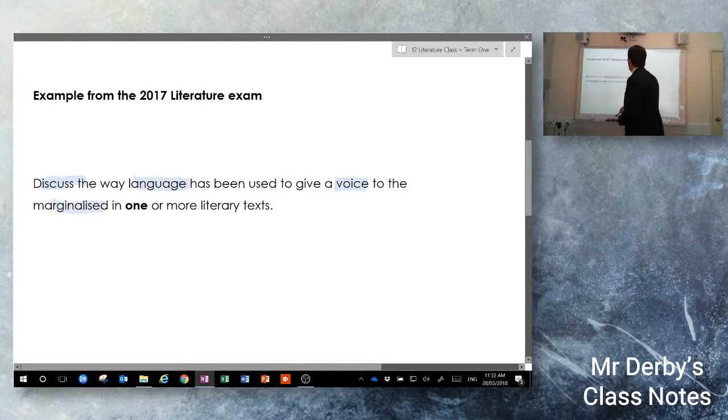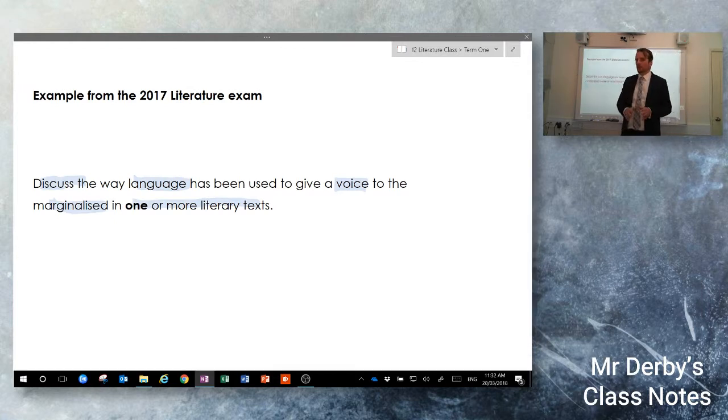So that word marginalised, and then "one or more literary texts." That does not mean you have to be limited to one, so you can refer to two, but do ensure that the primary text you refer to in this question is fitting the exam rules. That means that if you have done poetry in section 1, that you're responding primarily to either prose or drama in this question. And so what are the discriminators in this question?